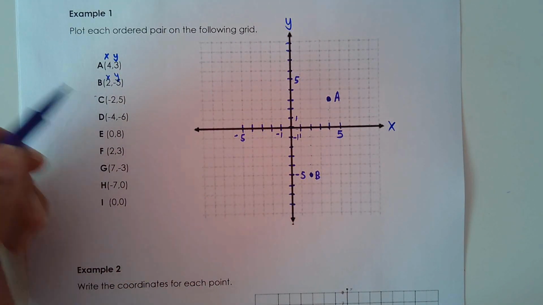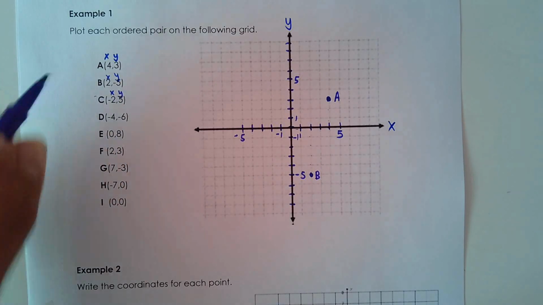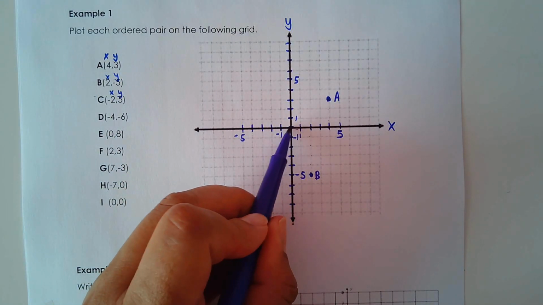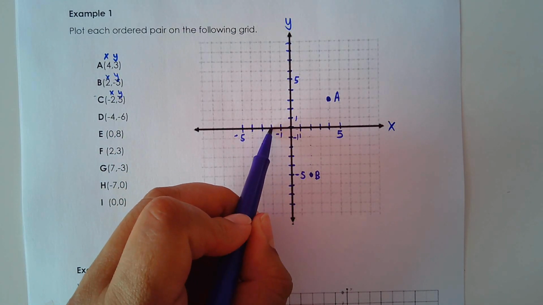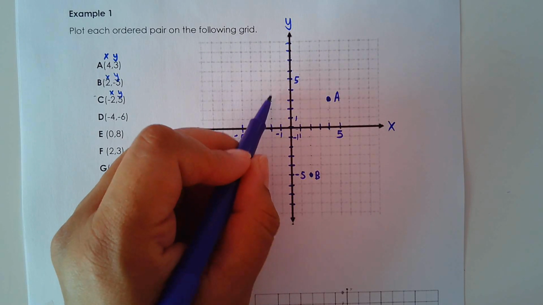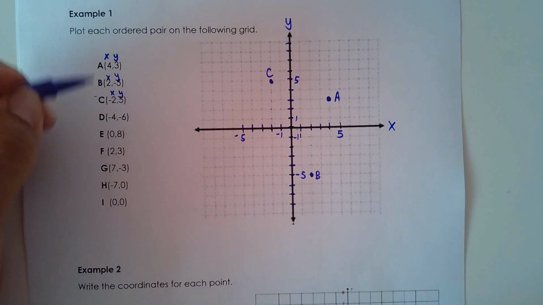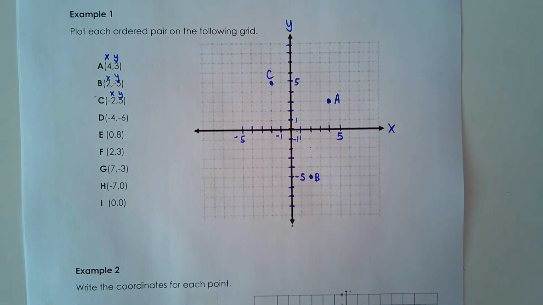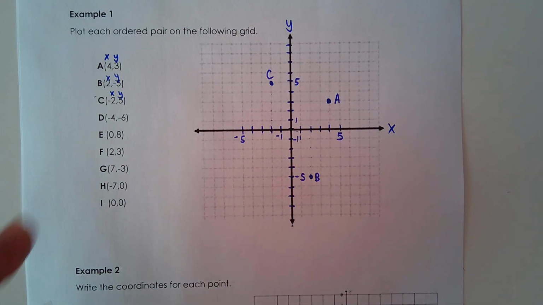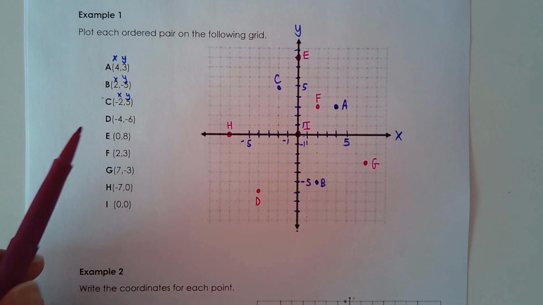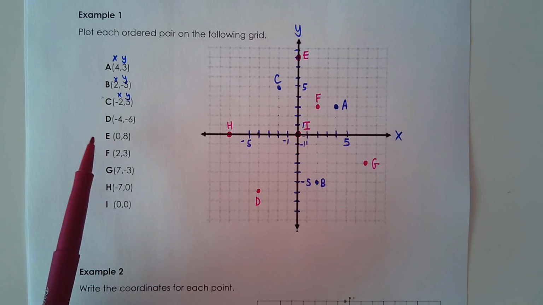And C, so I start at the origin, I go over -2, and then I go up 5. 2, 3, 4, 5. There's point C. And what I'll have you do is pause the video now and see if you can get the rest of them. Okay, so I used a different color here.